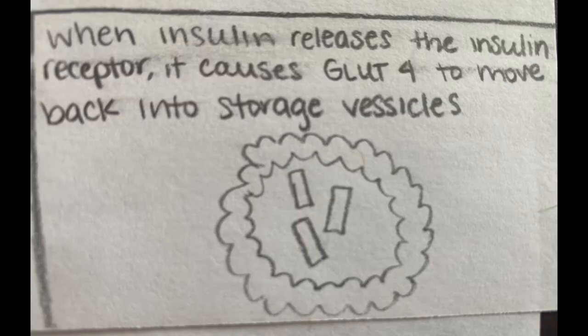When insulin is no longer bound to its receptor, GLUT 4 retreats back into the GSVs where it originated from and is no longer found on the surface of the cell. The effect is that glucose uptake by the cell is diminished.